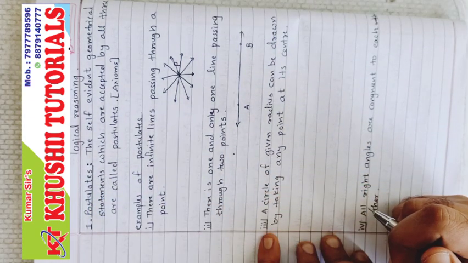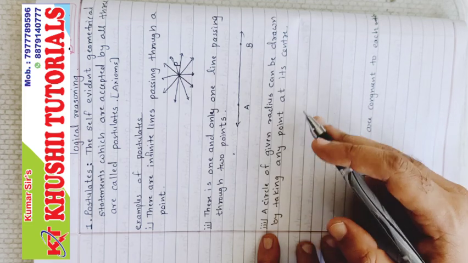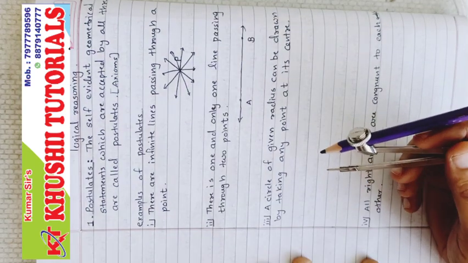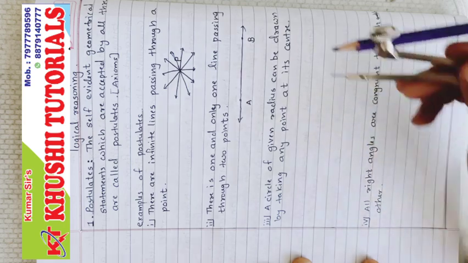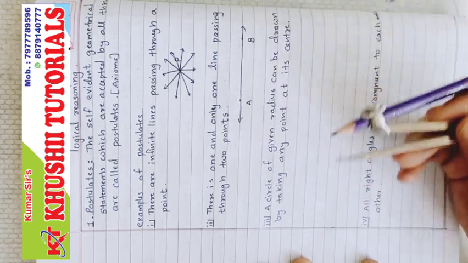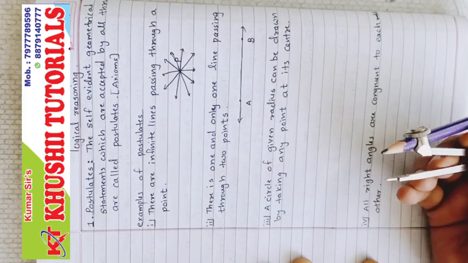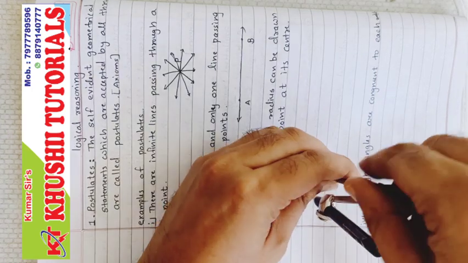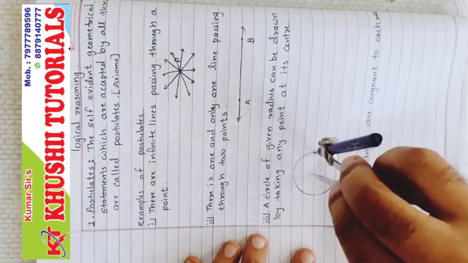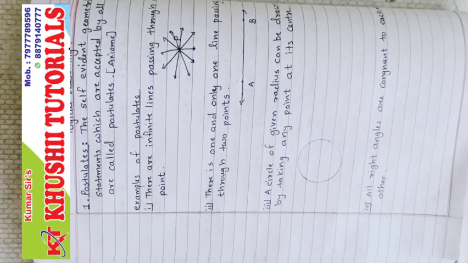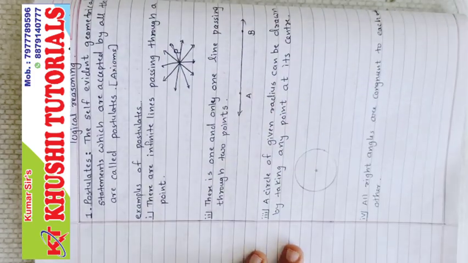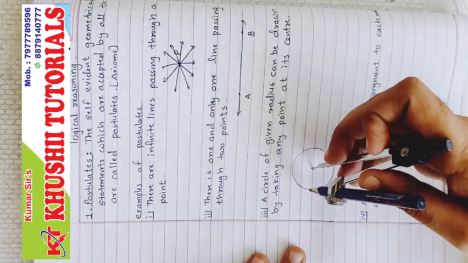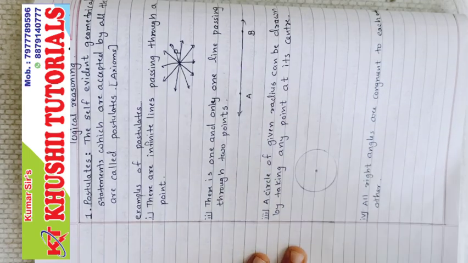The next one: a circle with the given radius can be drawn by taking any point as its center. Now if I want to draw a circle of a specific radius, I'll take this much radius. It can be drawn by taking any point as the center. Definitely we can draw a circle only by keeping this point at the center. So this is a circle, correct, and this is the center. So we have to use a center first to draw a circle. We cannot draw an exact circle without using a center, right? So that is also a postulate.